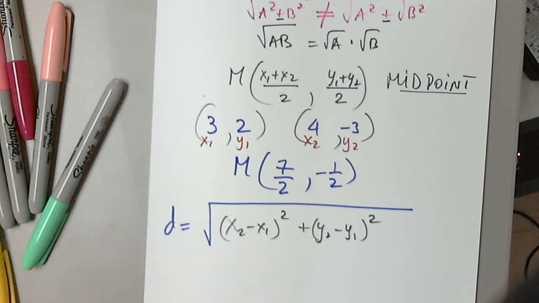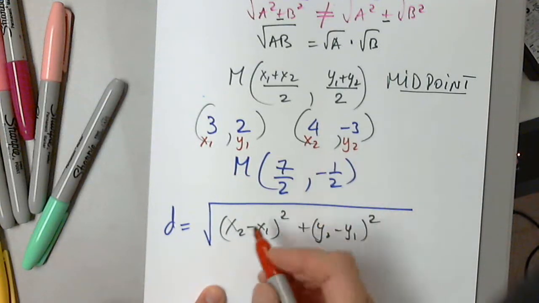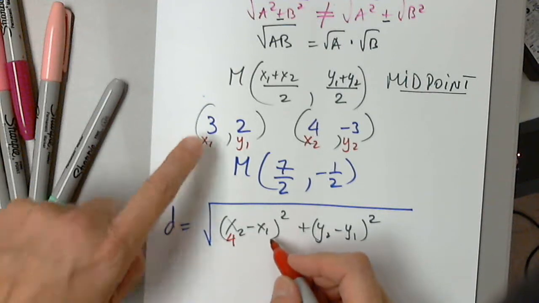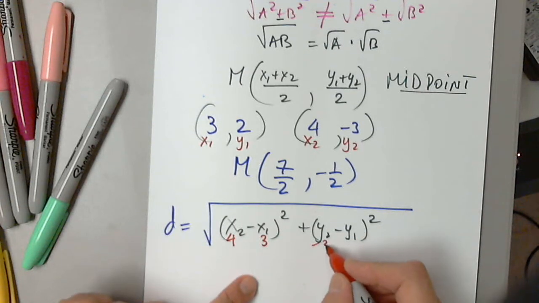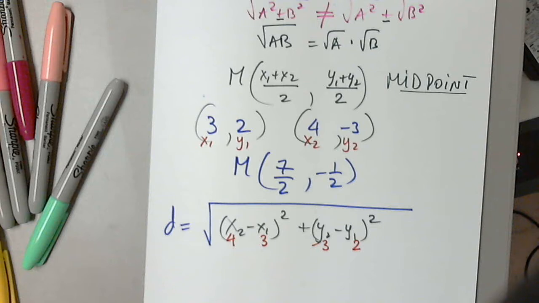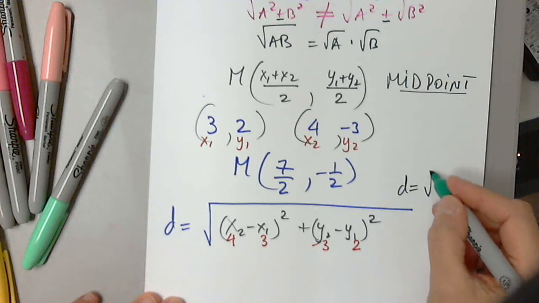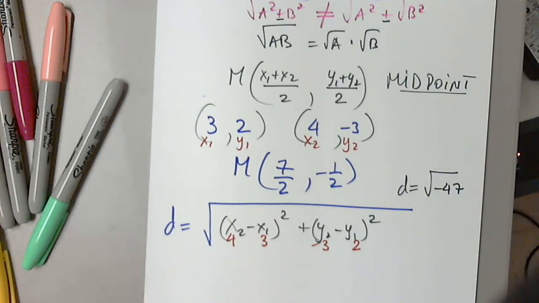And then write them underneath the corresponding formula, the corresponding entries. So under x2, I'm going to write 4, and then under x1, I'm going to write 3, and then -3 and 2. I'm sure this is very clear to all of you that you will never write something like this. How come the answer would never be the square root of -47?